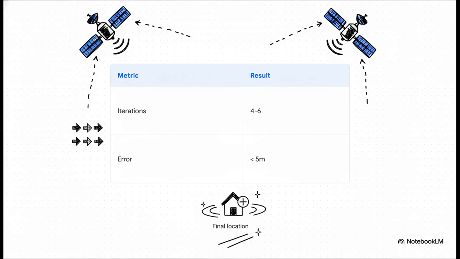And the results are genuinely fantastic. The algorithm only needed 4 to 6 iterations to zero in on the final location. That entire process of guessing and refining we talked about, it happened in an absolute flash. The positioning error margin was less than 5 meters. The math works perfectly, pinpointing a highly accurate 3D position from signals that originated tens of thousands of kilometers away.